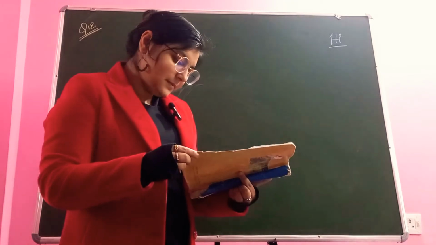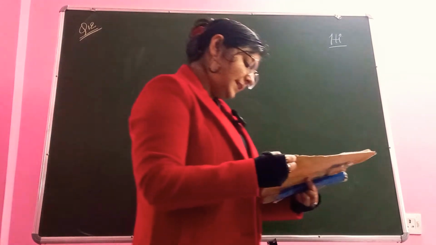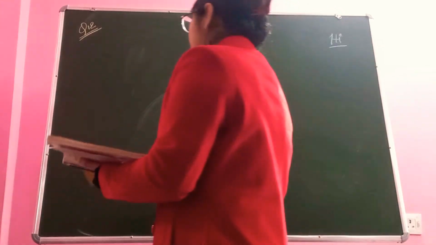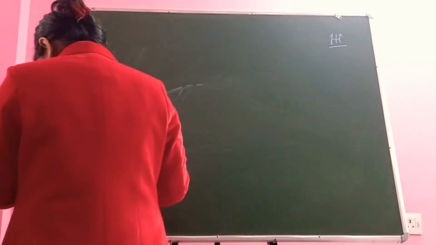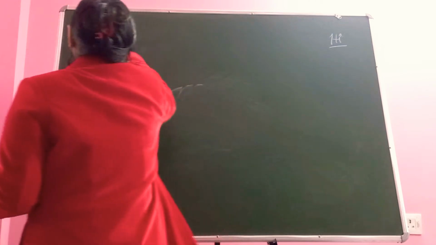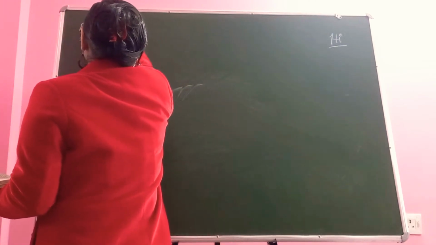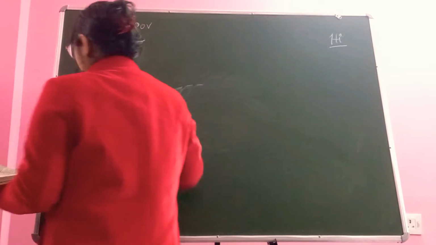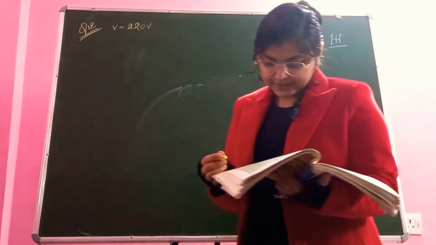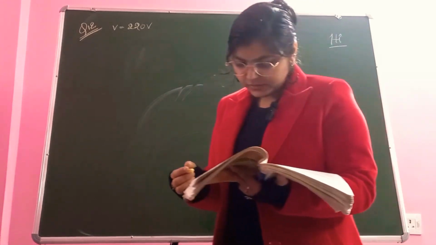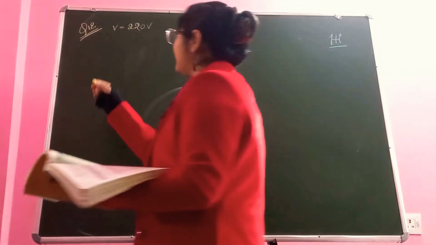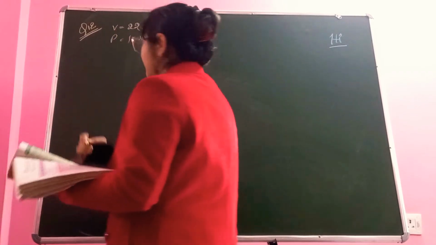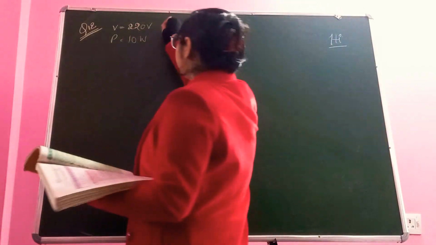Several electric bulbs designed to be used on a 220 volt electric supply line are rated 10 watt. Okay, let us first write the given condition. The question says that the potential difference is 220 volt and the rate of this bulb, that means power, is 10 watt. Okay, this is a condition given for one bulb.